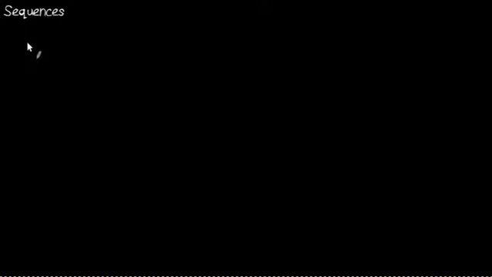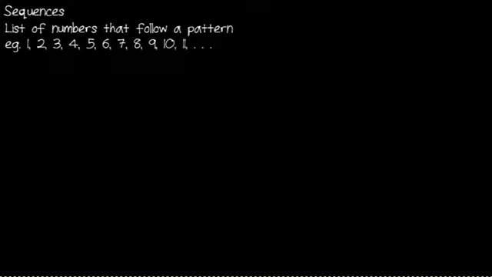In this video, we're going to talk about sequences. And a sequence, very simply, is a list of numbers that follow a pattern. An example that we have here is just the sequence 1, 2, 3, 4, 5, 6, 7, 8, 9, 10, 11, on and on and on. And obviously everyone knows what that sequence is.